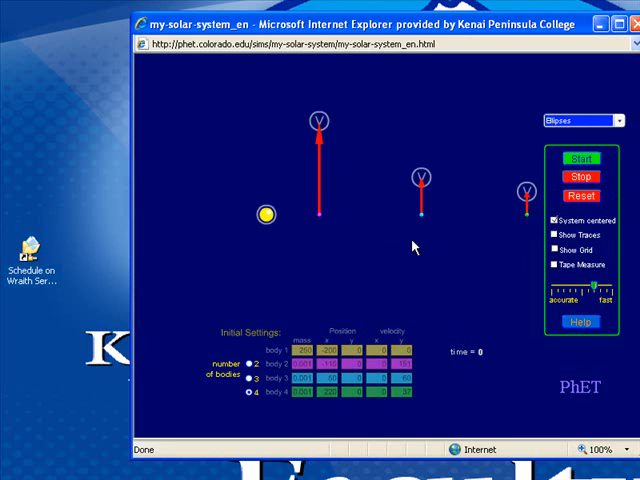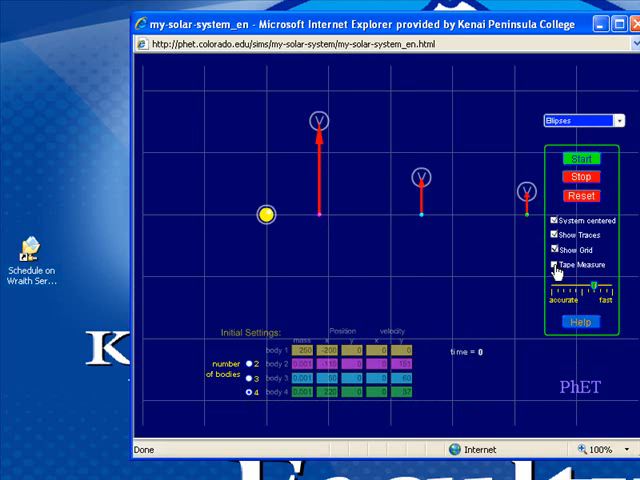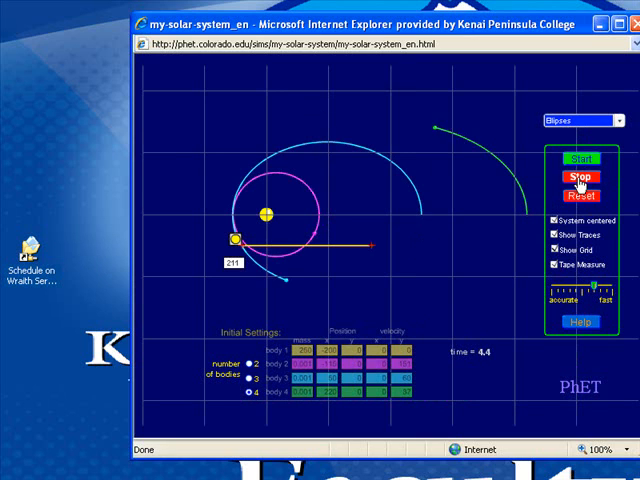It says check the show traces, show grid, and tape measure. Show traces, show grid, tape measure. Let it run the way it is. You now see 3 important astronomical laws at work. Name them and write them down in short form. Well, we see Kepler's first law, which is planets orbit on an ellipse, or any kind of body orbits on an ellipse.